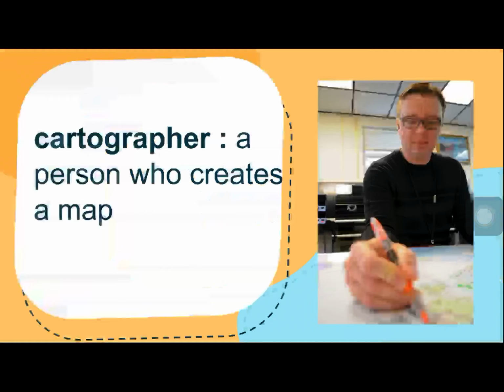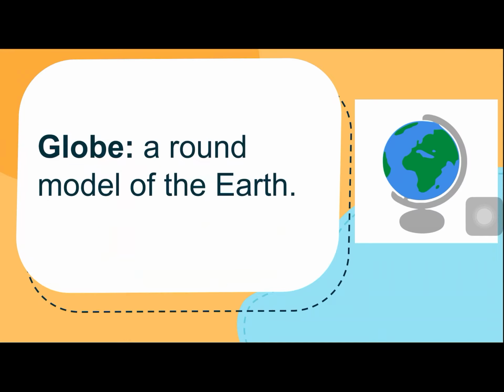Let's go ahead and go through our vocabulary words. Our first word is cartographer. Say cartographer. Good. This is just a big word for somebody who creates a map.